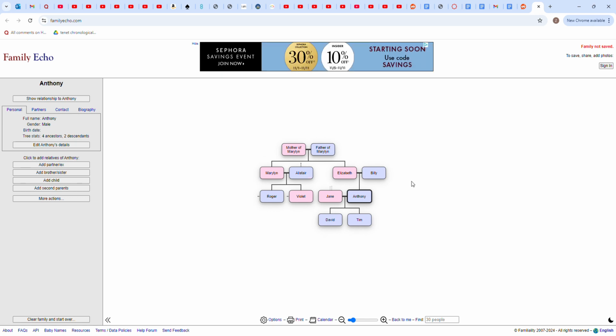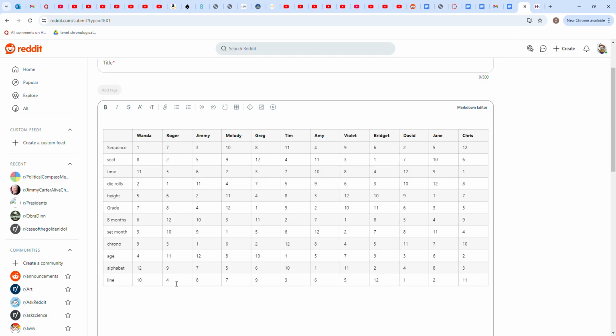So now that Tim's in place, if we go back here, Roger's in 4th. Violet, his sister, is in 5th place. Amy, Violet's daughter, is naturally in 6th. Melody is 7th as a potential regent for Amy. Now that Violet's branch of the family is exhausted, Jim would be 8th. Greg would be 9th as his son. Wanda, Greg's oldest child, would be 10th.